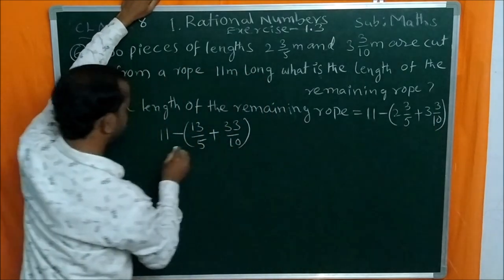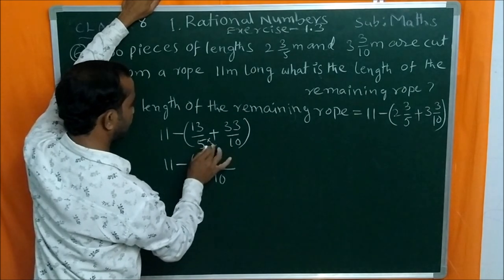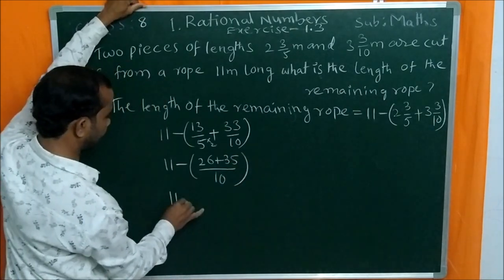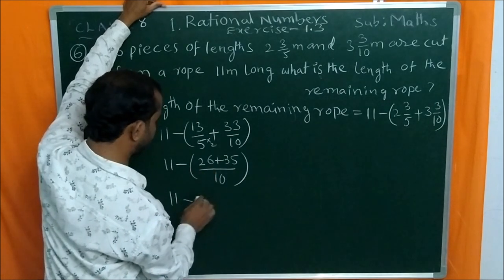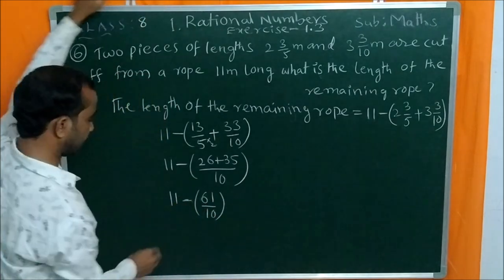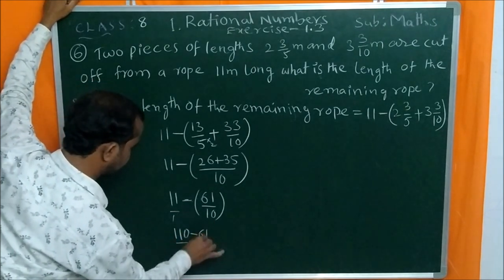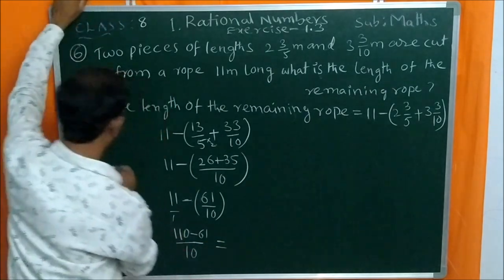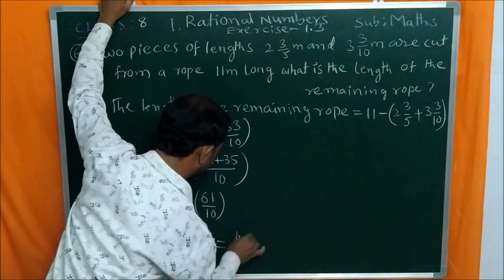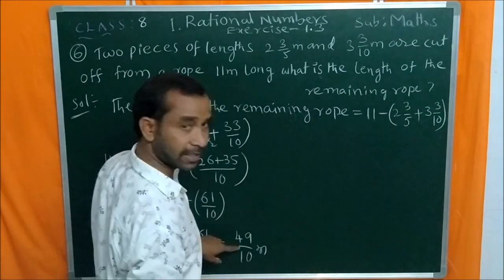So here the LCM is 10. 5 2s are 10, 10 into 13, 26, plus 33 by 10. Then 11 minus 61 by 10. Here the LCM is 10, 10 into 11 is 110, minus 61. That equals 110 minus 61, which is 49. So 49 by 10 meters. The length of the remaining rope is 49 by 10.